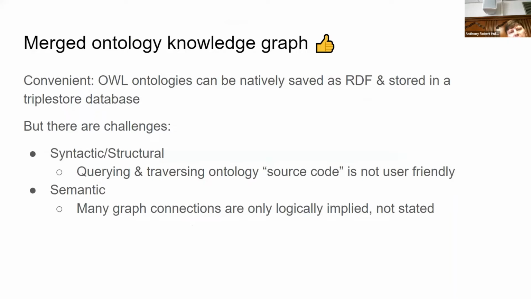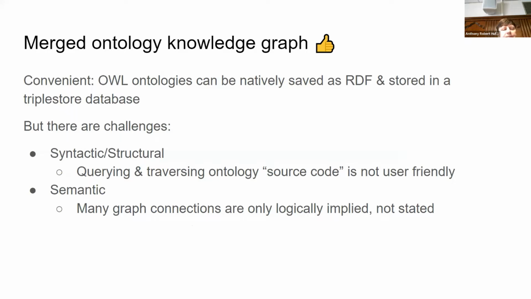And so I think this kind of indicates that having a merged ontology, union ontology or ontology knowledge graph is a useful thing. Something that's really convenient is that these ontologies being available in OWL can be natively saved as RDF, and you can just stick them into an RDF triple store database with kind of zero effort. But there are some challenges in really doing anything with that.